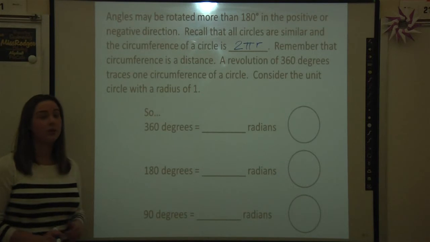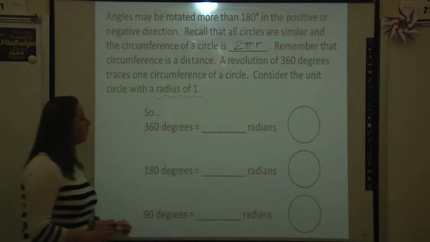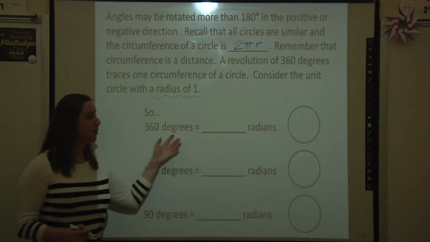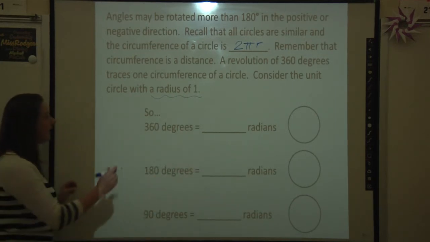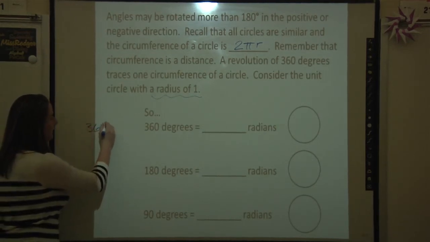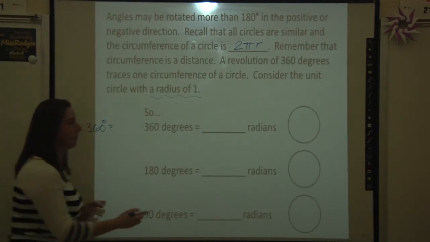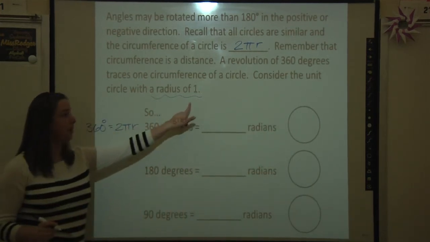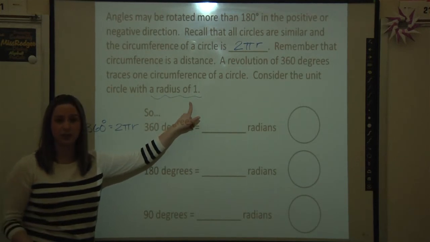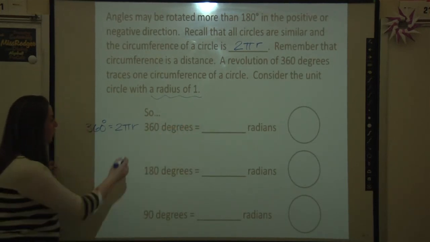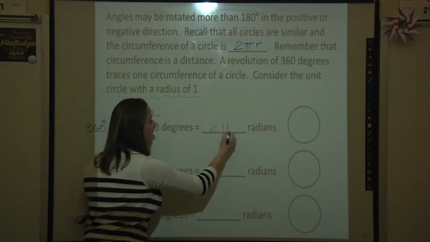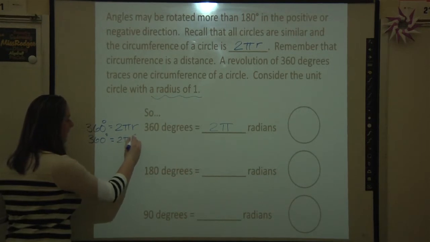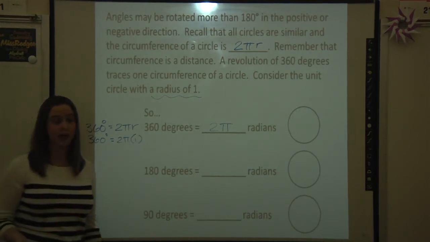Consider the unit circle with a radius of 1. So if we're thinking about 360 degrees and how this corresponds to radians, we can think about this idea of 360 degrees equaling the circumference of a circle, which is 2 pi r. In this problem, r is 1, and when we think about the unit circle, our radius is 1. So we can think about this as 2 pi radians, because 360 degrees equals 2 pi times 1, which is just 2 pi.